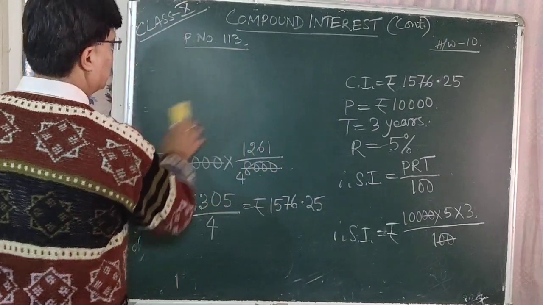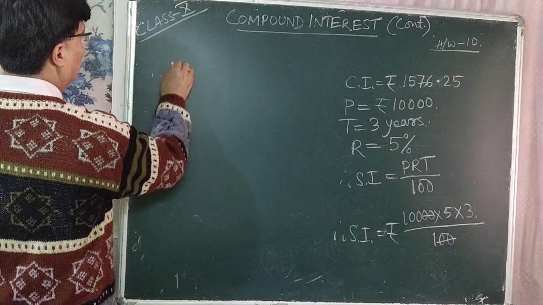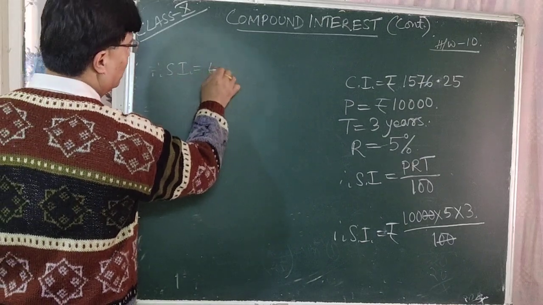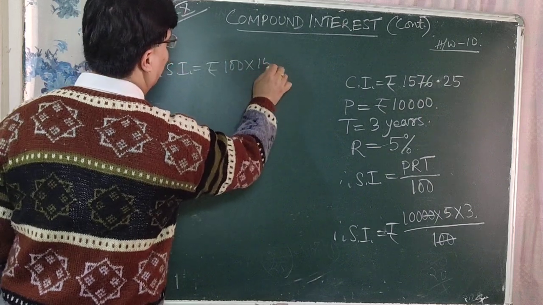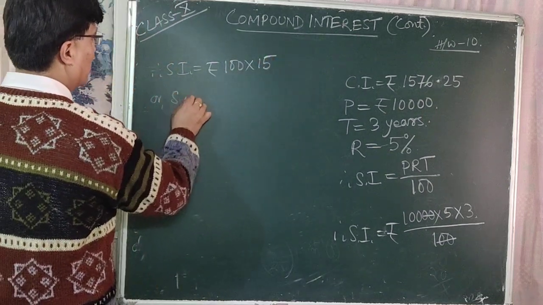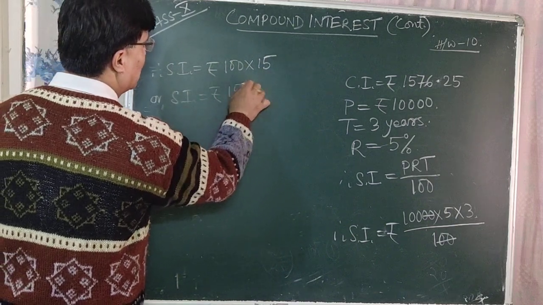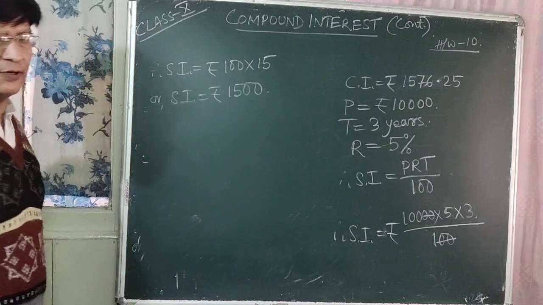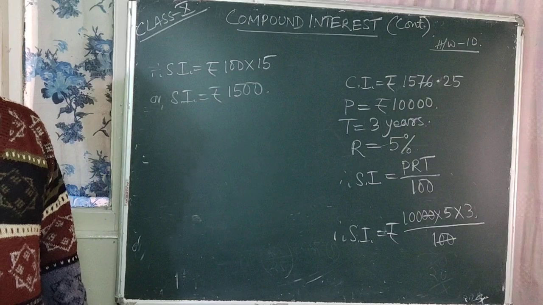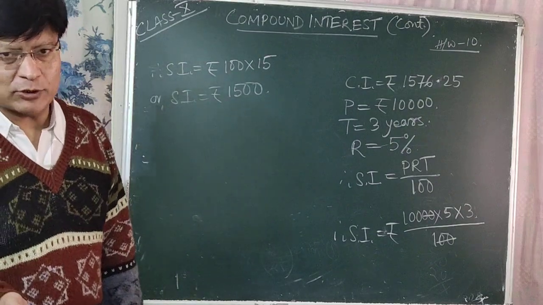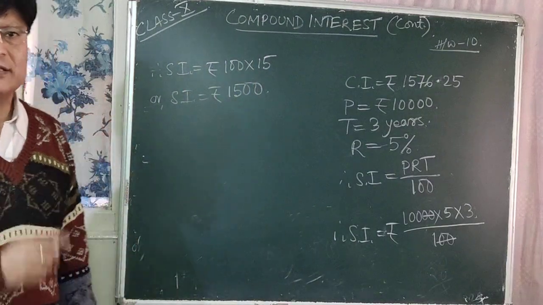So now let's simplify it. Therefore SI is equal to rupees, 100 into 5 3s are 15. Or SI is equal to rupees 15 into 100. It is 1,500. This is your simple interest. Now find out the difference between the compound interest and simple interest. Difference here is compound interest minus simple interest.